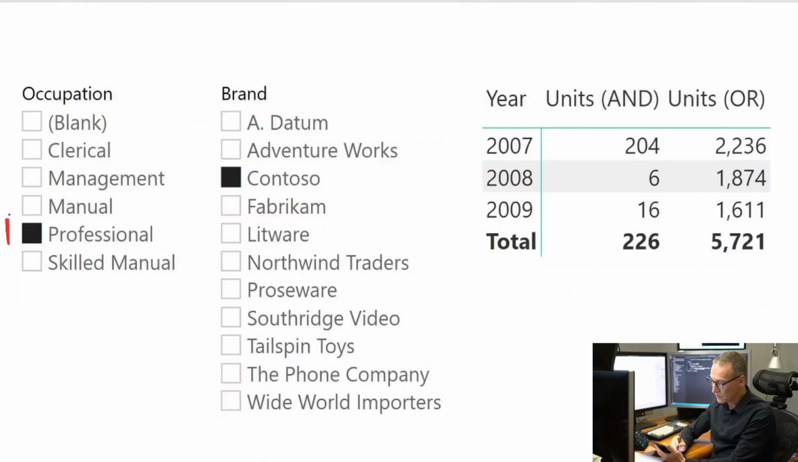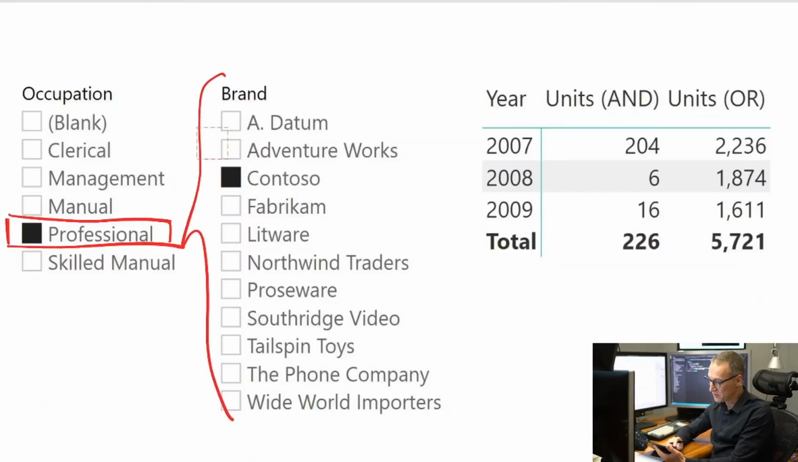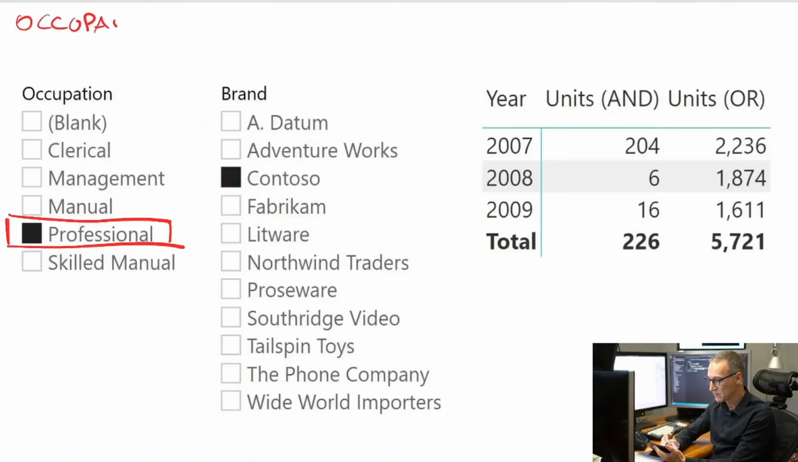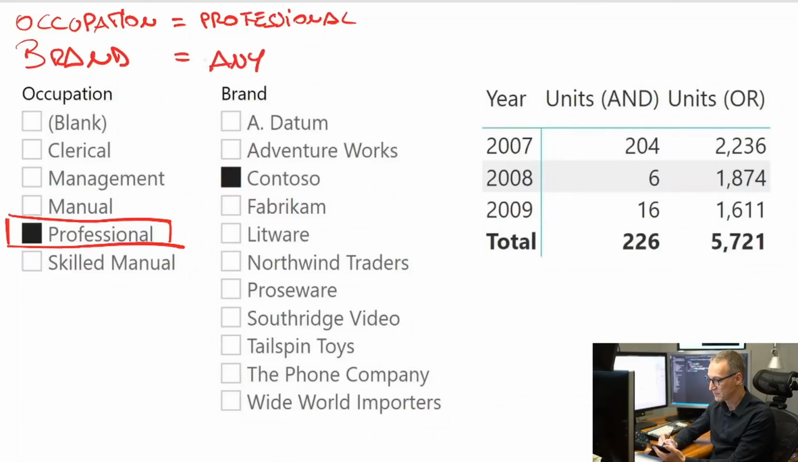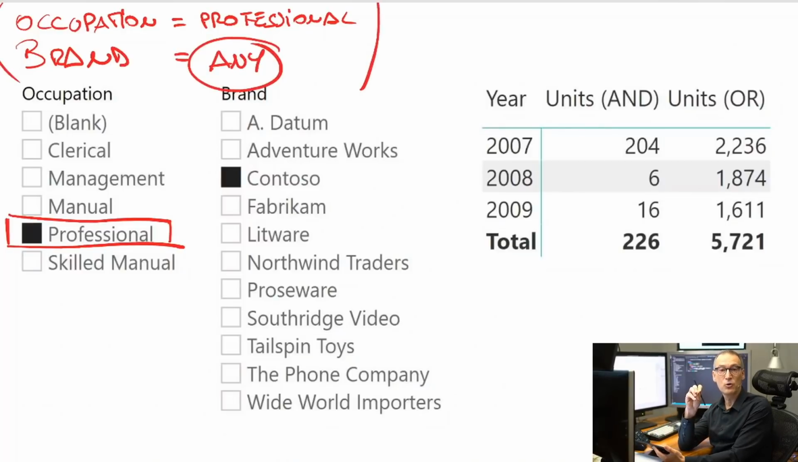Okay. When the filter on the occupation contains professional, any value for the brand is fine. So my condition can be occupation equal professional. And if the occupation equal professional is true, then regarding the brand, I can use any value. So if the occupation contains professional, then the brand can have any value.